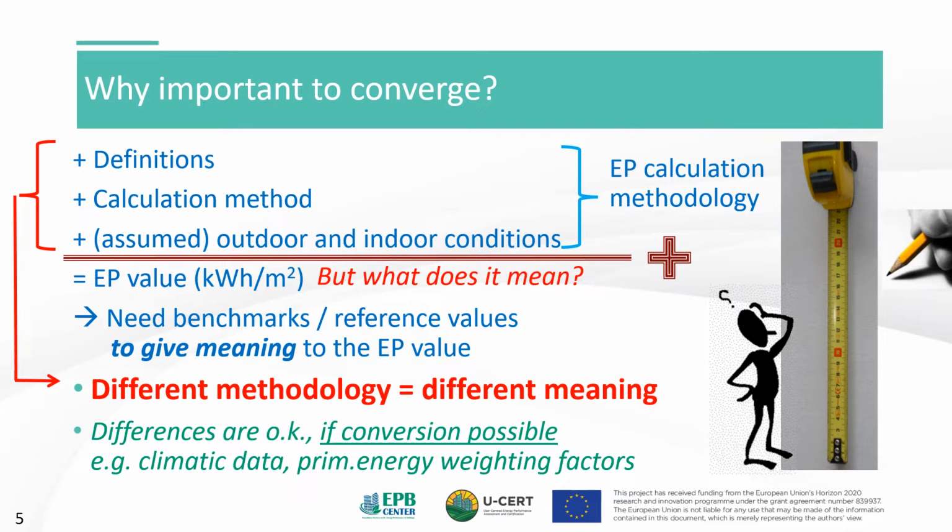Certain differences are okay, if it's possible to make a conversion. For instance, if you have climatic data or primary energy weighting factors that are different, you could replace these by reference data, and then you could compare on the basis of these reference data. But in general, if a method is different, it cannot be compared.